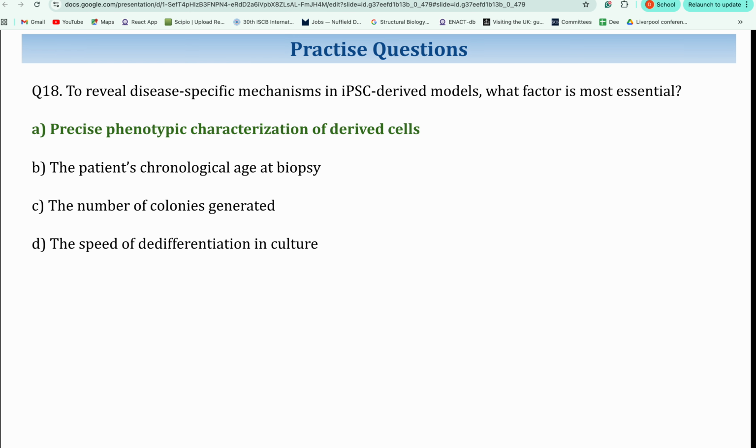Okay, now let's see. The right answer is option A, which is precise phenotypic characterization of derived cells. It's straightforward, because the phenotypic characterizations will help us to know the disease specific mechanisms in these models. So phenotypic characterization is the most essential factor. The chronological age at the biopsy has nothing to do with iPSC derived models and revealing the disease specific mechanism. Similarly, the number of colonies generated has nothing to do with it. Speed of dedifferentiation has nothing to do with it. So the right answer is option A, which is the most essential factor.